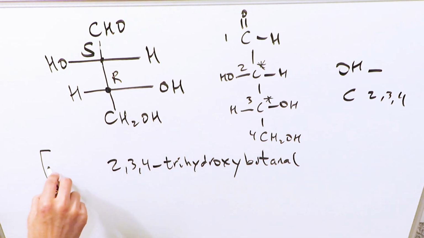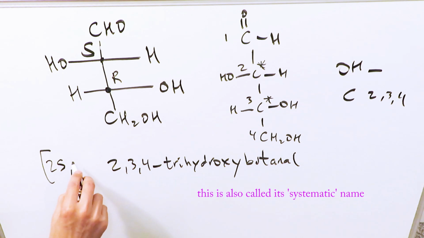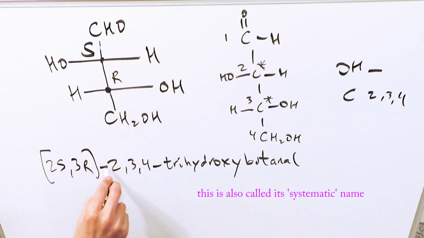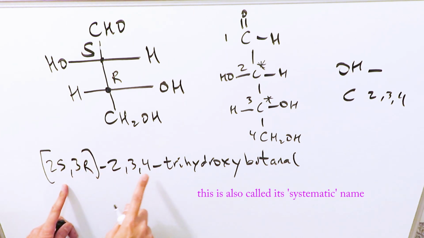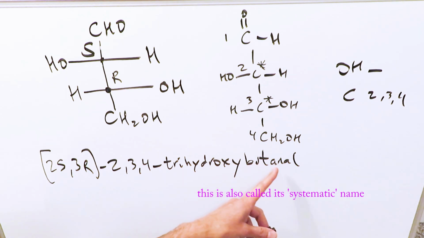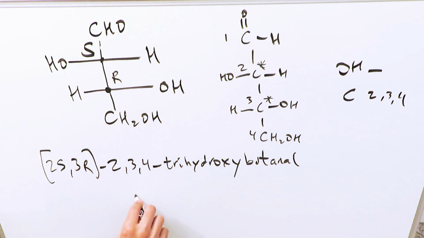On carbon 2 I have a stereocenter which is S. On carbon 3 I have a stereocenter which is an R. In parentheses with a dash. 2, 3, 4 trihydroxybutanal or trihydroxybutanaldehyde. Either way it's fine. But this right here is a correct name, and it will be good. And that right there is the end of this video.